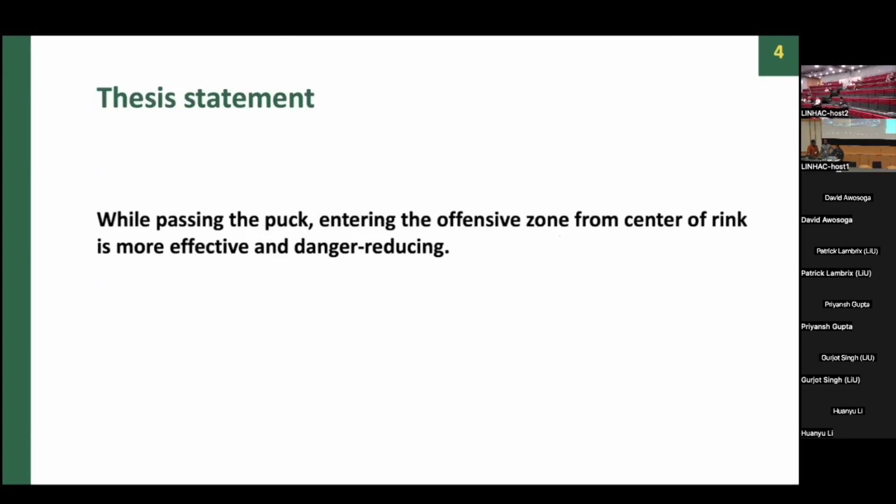Our thesis statement is that, while passing the puck, entering the offensive zone from the center of the rink is more effective and danger reducing.